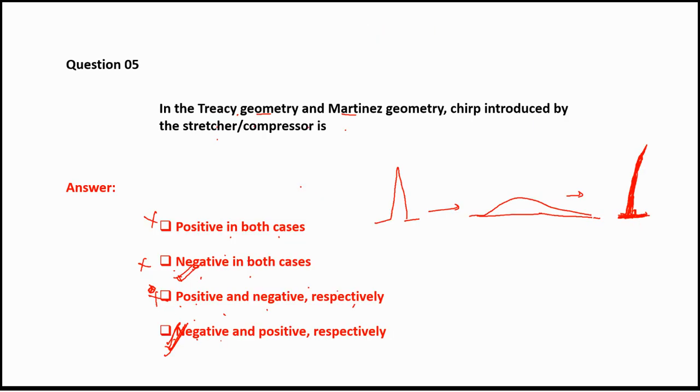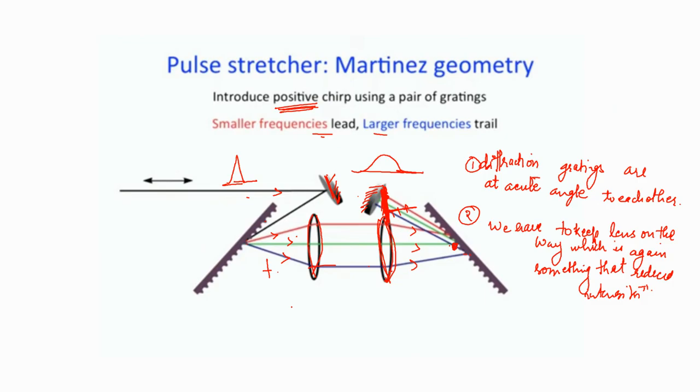So this is the whole summary of this. And the answer to this question is: the chirp that is introduced in case of the Treacy geometry is negative, and that in case of the Martinez geometry is positive. Okay, this is it.